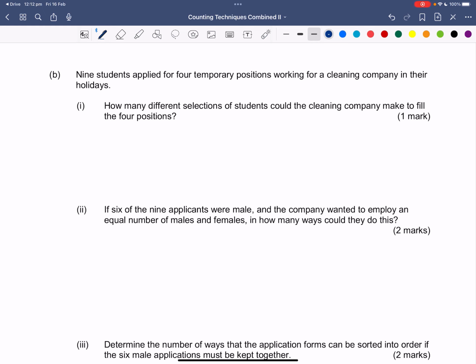How many different selections are there? Now, selection just means choosing. We're not arranging, we're just choosing. So that one's easy. From 9, we just have to choose 4. 9 choose 4 is 126.